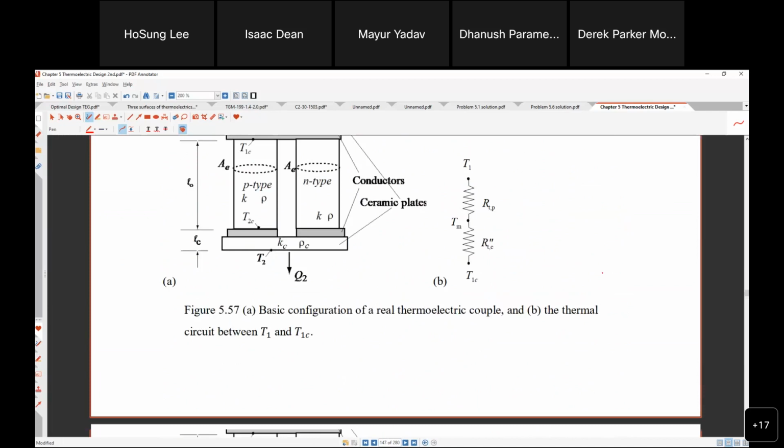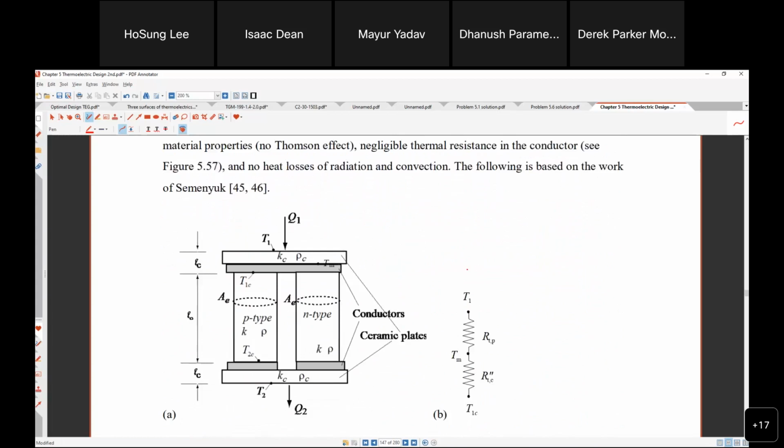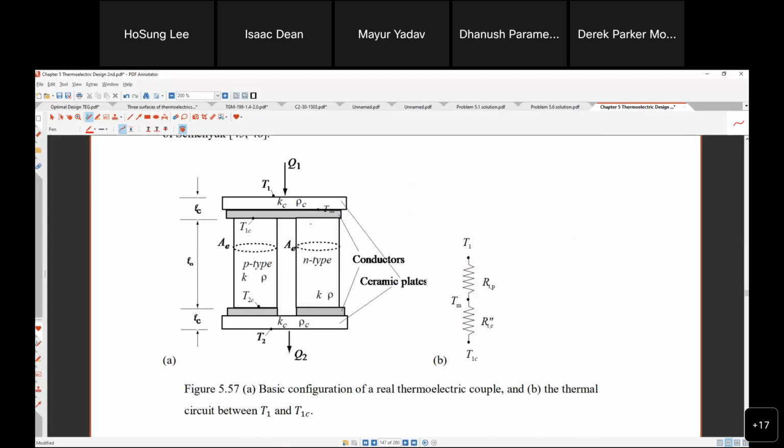I have to tell you, now I'm going to talk about the contact resistance. So what I modeled: now there is an electrical and a thermal contact resistance. For electrical, I just put the electrical contact. Thermal is actually, it turns out, this is a conductor. This is a ceramic. So ceramic is mostly a thermal conduction effect.